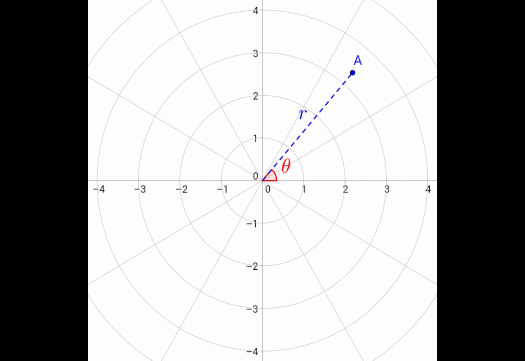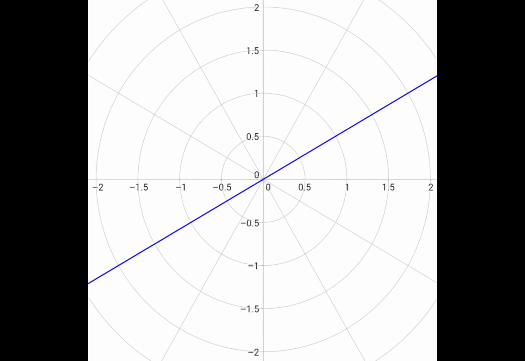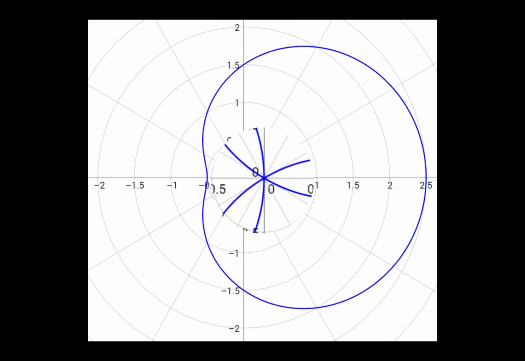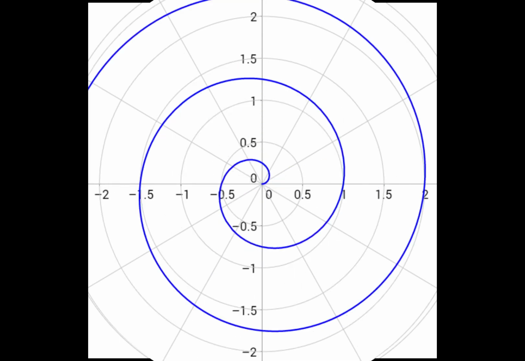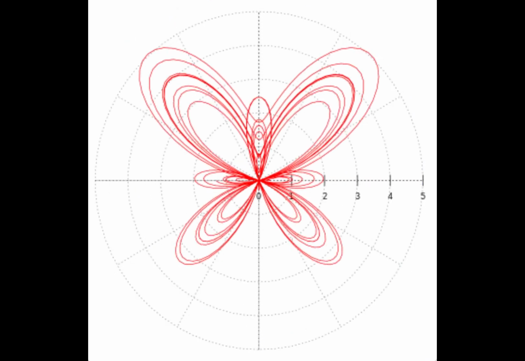There are limitless different polar curves, many of which are very similar to graphs we are already familiar with. For example, you can make a line or circle. Some other polar curves include limaçons, rose curves, and spirals. More complicated equations can create stunning visuals, such as the butterfly curve.